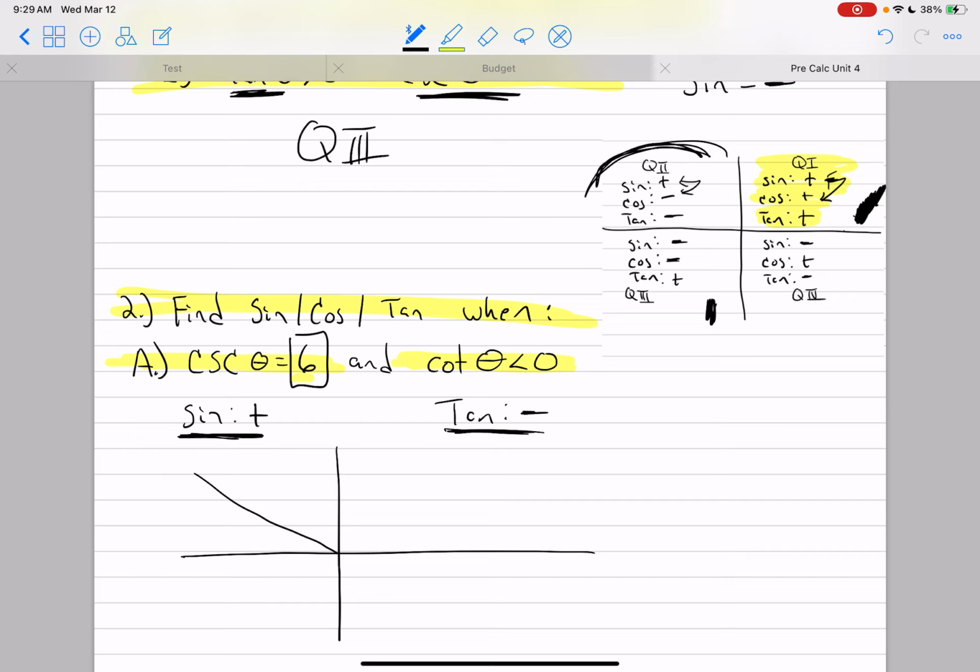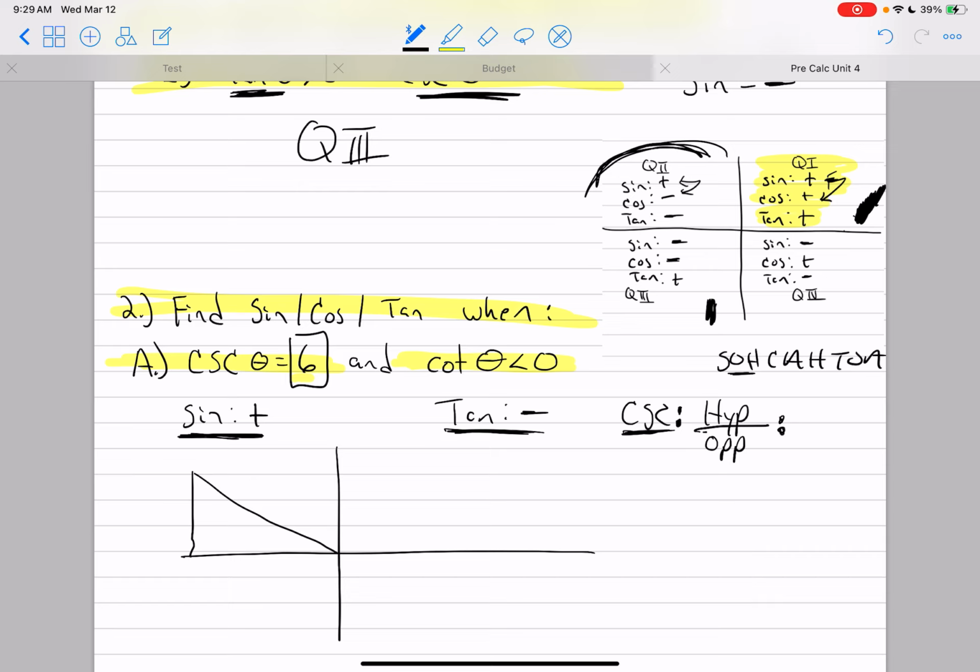And now what do I know? I know that the cosecant, if I use SOHCAHTOA, I'm going to be somewhere in here, and I know that the cosecant is the inverse of sine, so that is the hypotenuse over the opposite. Cosecant is the inverse of sine, so that means cosecant is telling me hypotenuse over opposite.